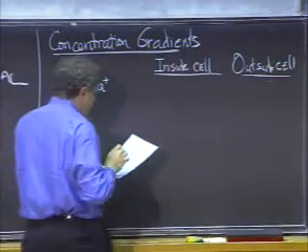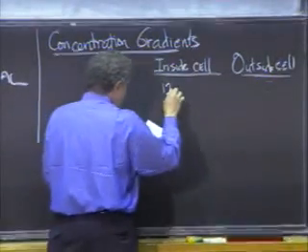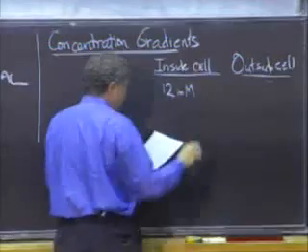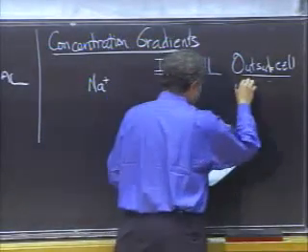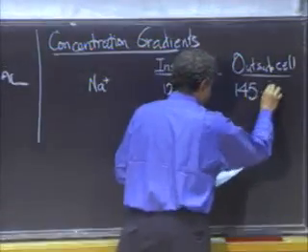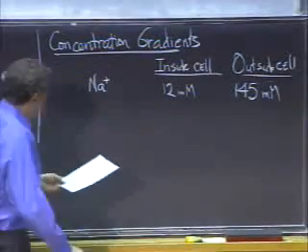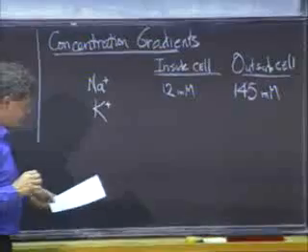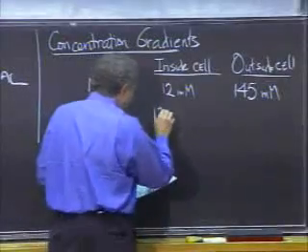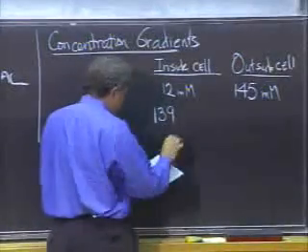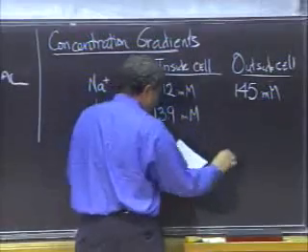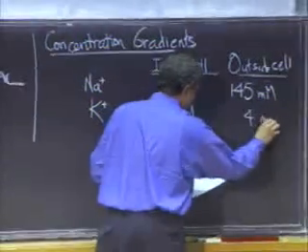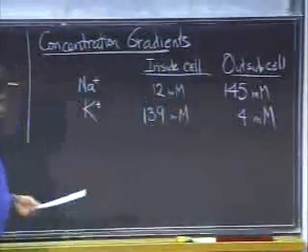The concentration of sodium inside the cell is about 12 millimolar, whereas outside the cell it's about 145 millimolar. By contrast, potassium ions are high inside the cell, 139 millimolar, whereas only 4 millimolar on the outside of the cell.